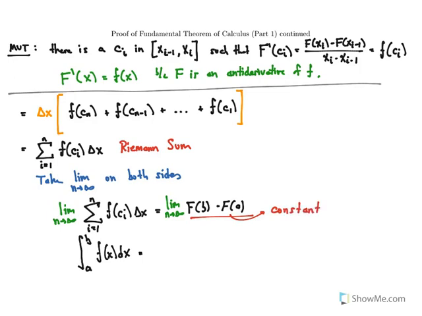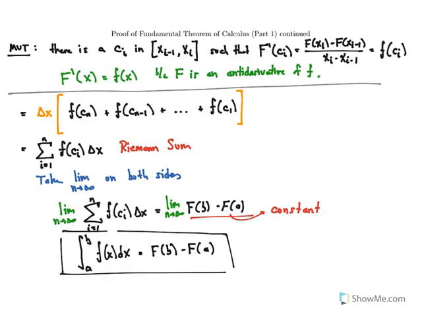So when I take the limit of a constant, I am left with just the constant itself. It has no n in there, so nothing really happens with the limit. And that is our result of the proof.